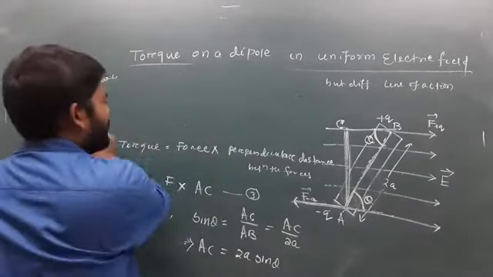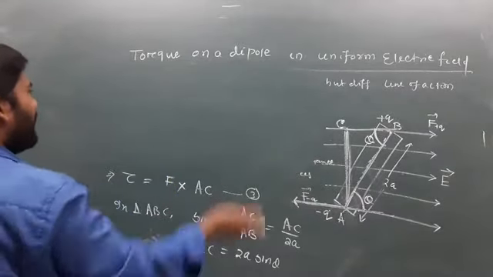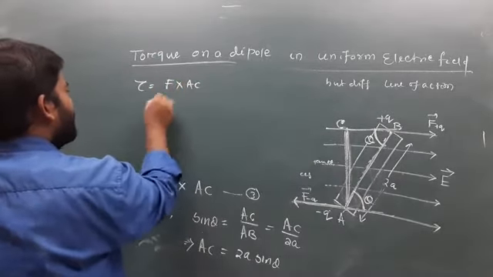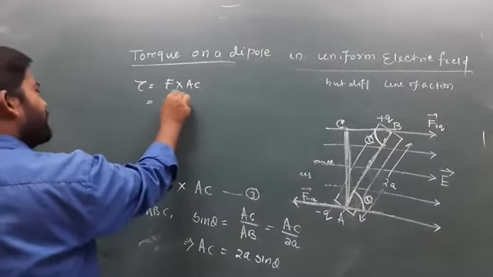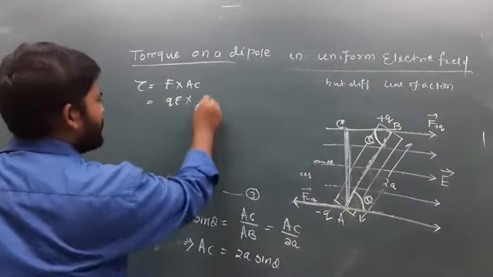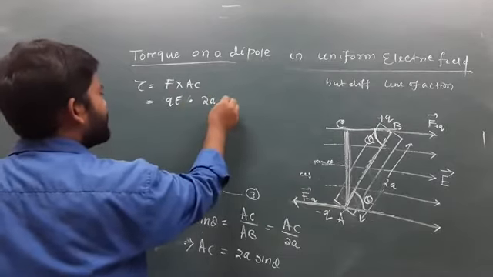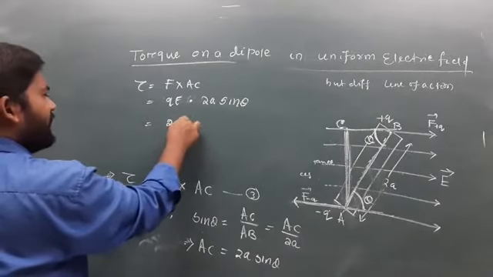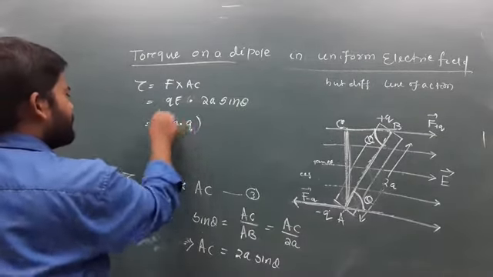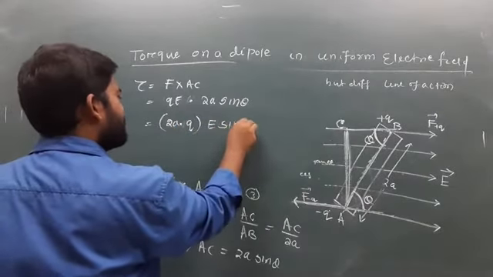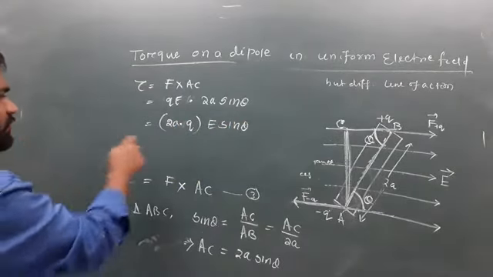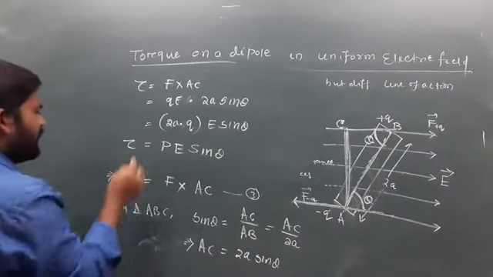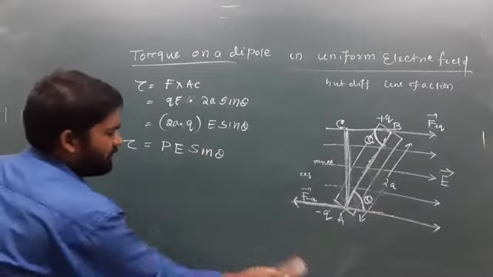So what will be the torque? Tau will be F into AC. F value is QE, into AC which is 2A sin theta. So that will be 2A into Q into E sin theta. So 2A into Q, that is called the dipole moment, P E sin theta. So tau will be P E sin theta.